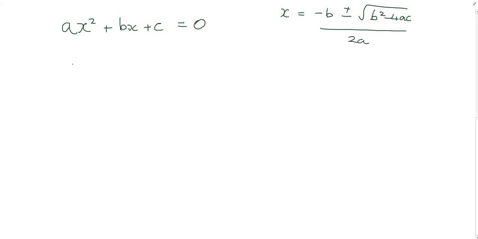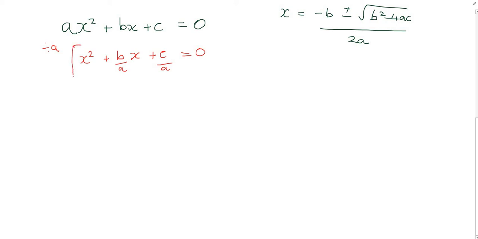So what's our first step? Our first step is to divide through by a. We want to complete the square, and so we need to have this x squared with a coefficient of 1. So this is going to give us x squared plus b over a x plus c over a equals 0. Okay, we've not done anything too fancy there, we're just dividing everything in the equation by a.